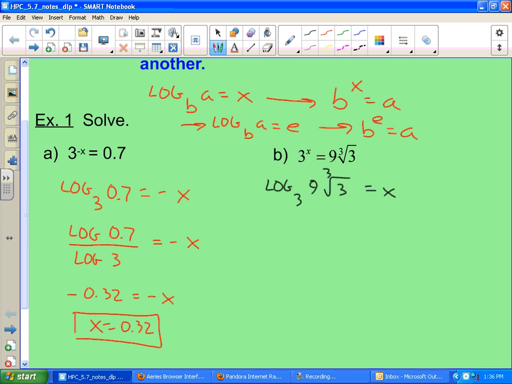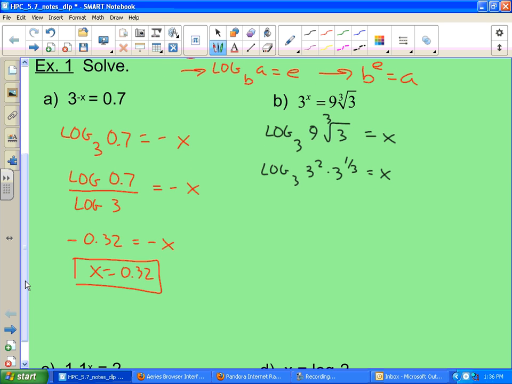Properties, think properties. What's happening right there? You could make the 9 3 squared. Yeah, I could make the 9 3 squared. And 3 to the 1/3. Yeah, could do that too. So here's what you could do. You could do log base 3 of 3 squared times 3 to the 1/3. What does that become? 7/3, right? All right, you could do it as log base 3 of 3 to the 6/3 plus 1/3, which is 7/3, equal to x.